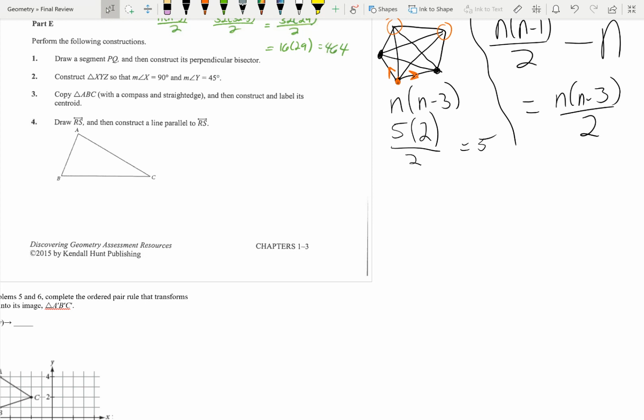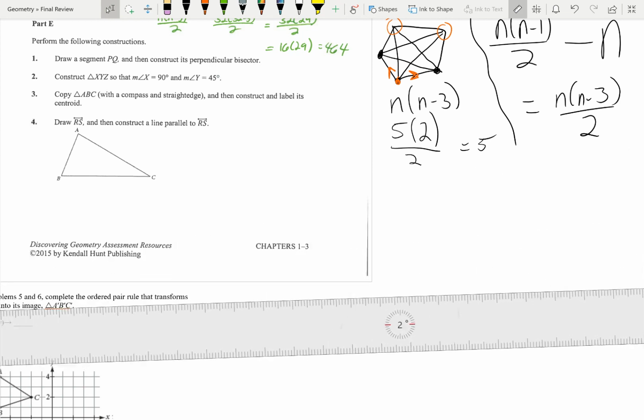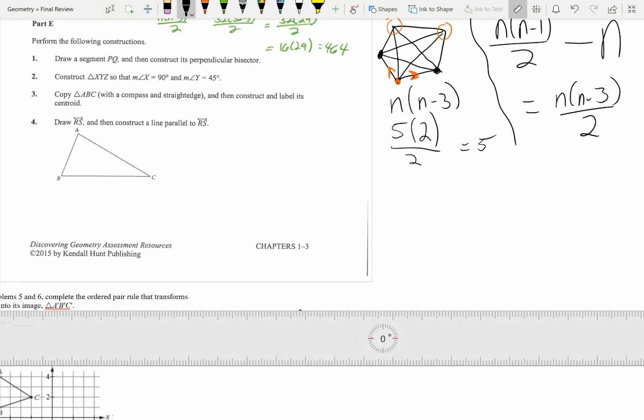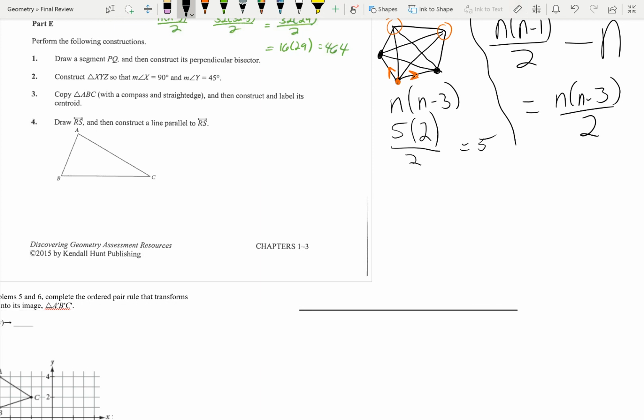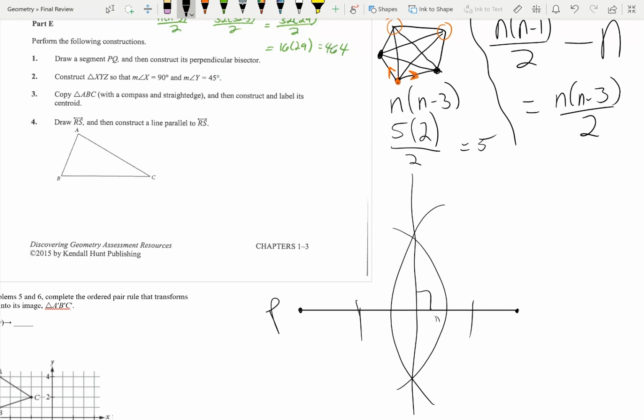So number 1 says to draw a segment PQ. Let's go ahead and draw it. And then you're going to construct a perpendicular bisector. The way to do that is to put your compass on one of the endpoints, adjust it so that it's a little bit more than halfway, and then swing an arc, keep the adjustment the same, swing the same arc from the other endpoint, and then draw a line down. I didn't do it with a compass, but that should give you the perpendicular bisector of P and Q. Okay.